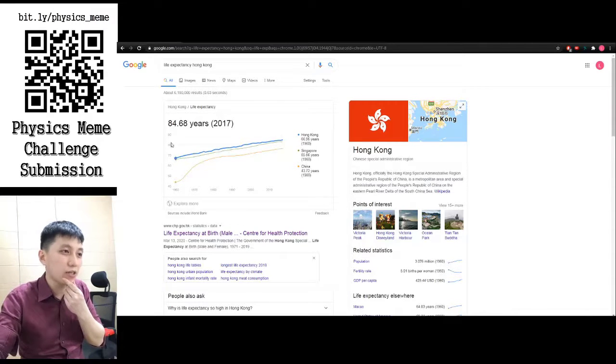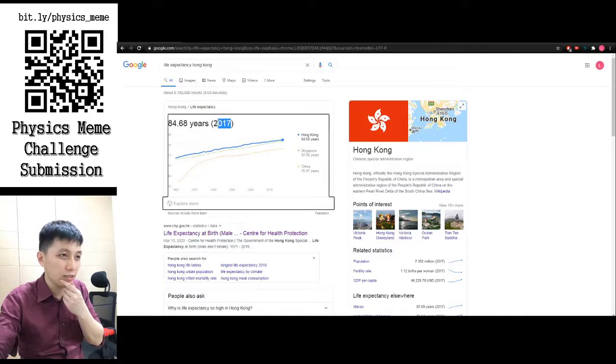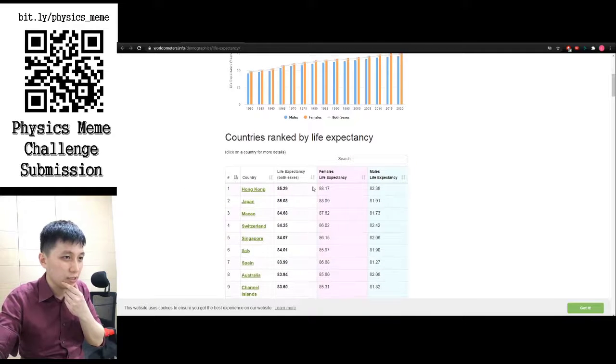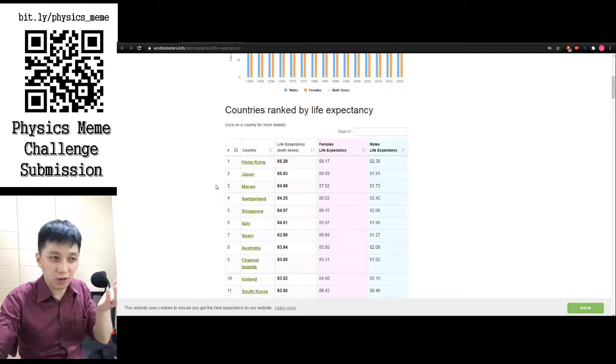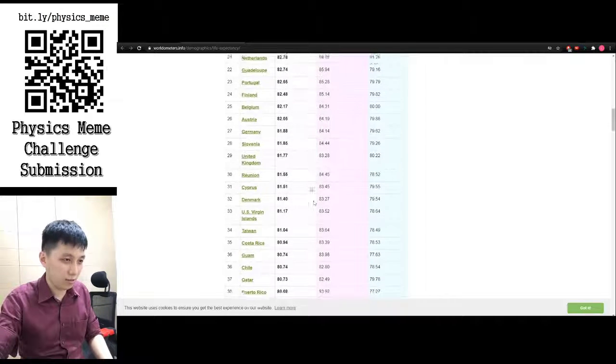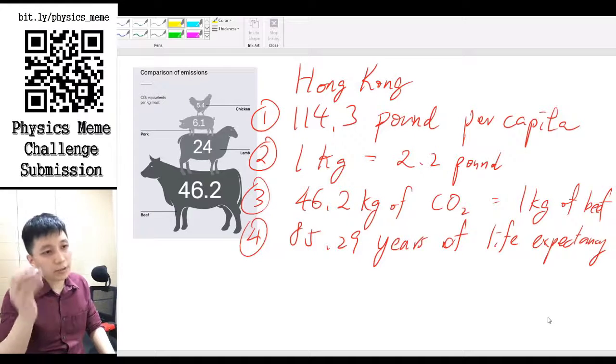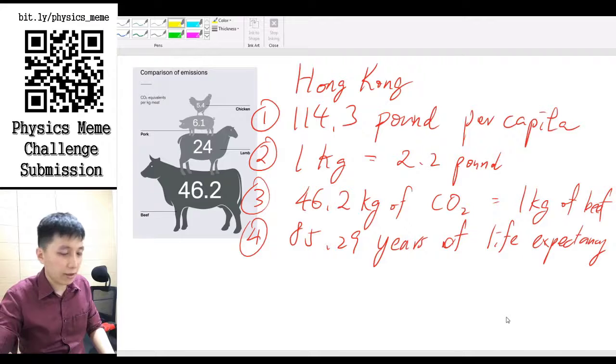So for the number here, it says 84, but that is old data, so it's 2017. If you go to another website, you can see that again Hong Kong is really the top in the world, and the life expectancy, by taking the average of male and female, is about 85.29. Alright, it's literally top in the world. So I'll put down 85.29 years of life expectancy for a person.